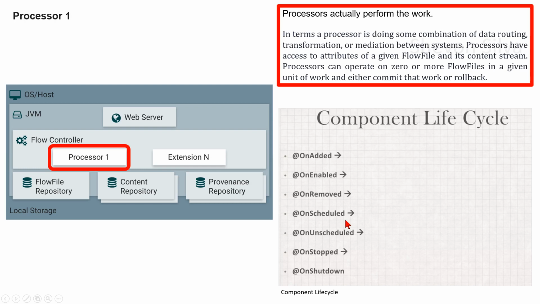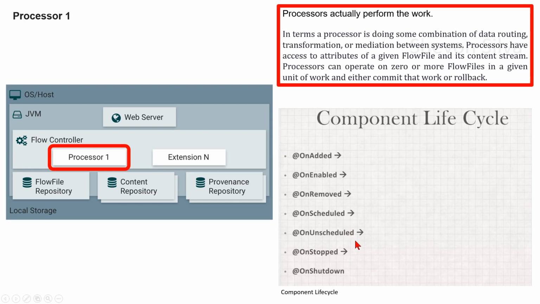A method with this annotation may take 0 arguments or take a single argument. If a single argument variation is used, the argument must be of type ProcessContext if the component is a processor, or ConfigurationContext if the component is a reporting task.